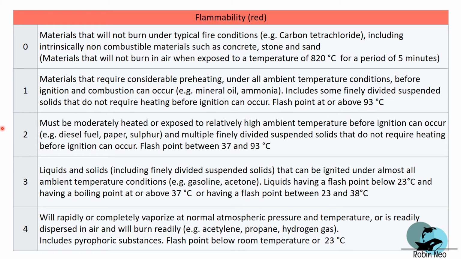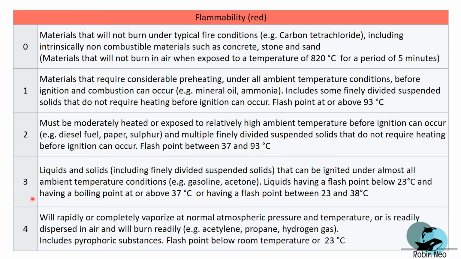The number 2 means chemical must be moderately heated or exposed to relatively high ambient temperature before ignition can occur, like diesel fuel, paper, and sulfur. Also, multiple finely divided suspended solids that do not require heating before ignition can occur. These have flash point between 37 and 93 degrees centigrade.